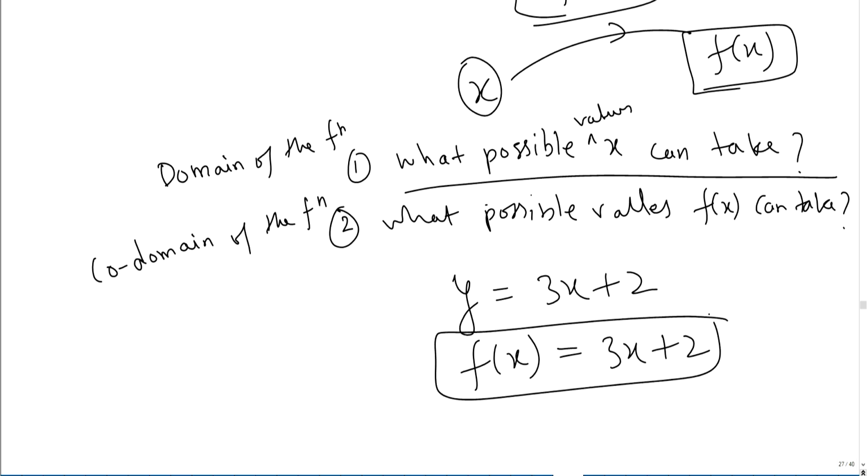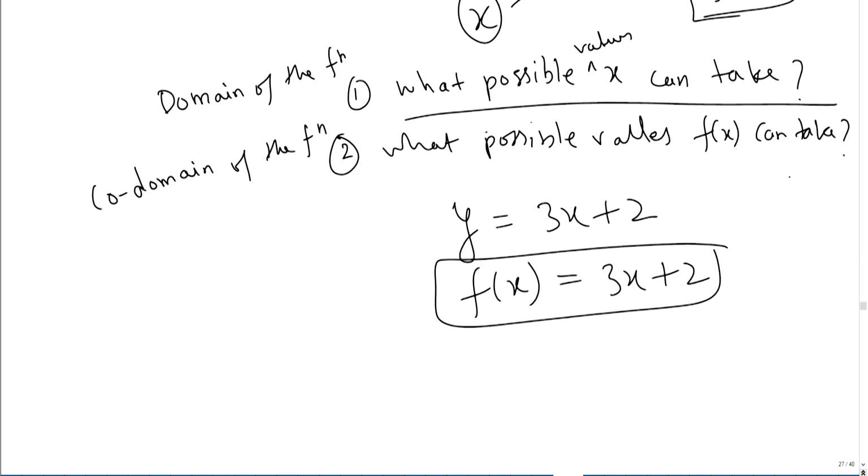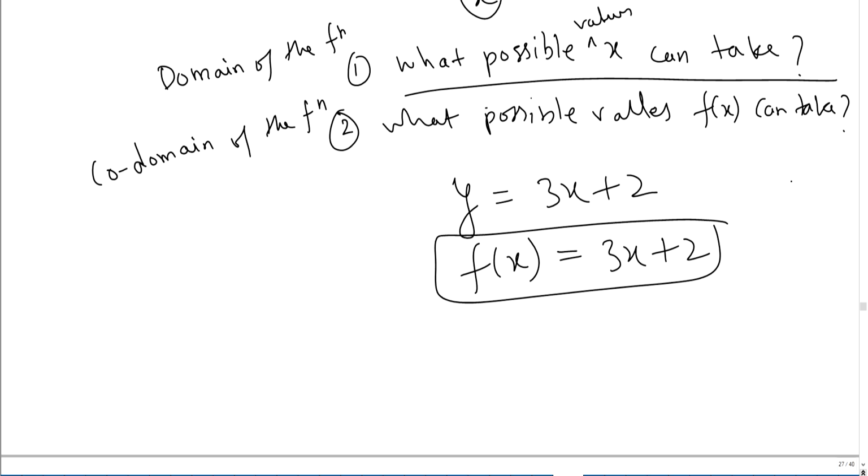So, this is a function of x. In this case, x can take any real value as well as this function can also take any real value. So, when you draw the graph, this is how it looks like.